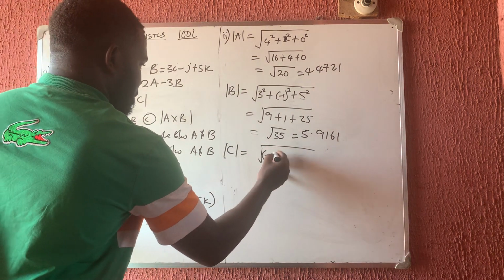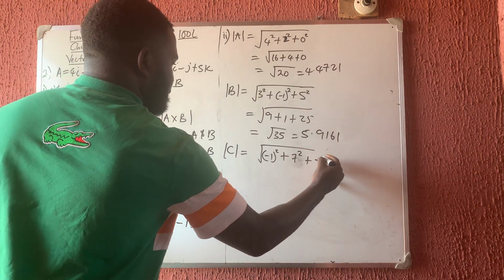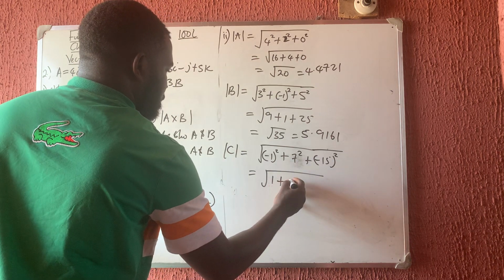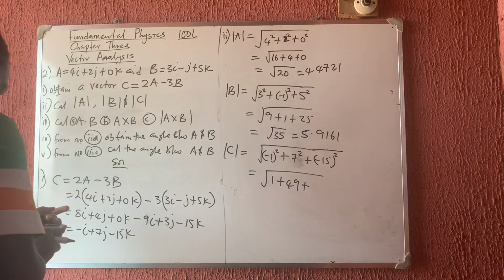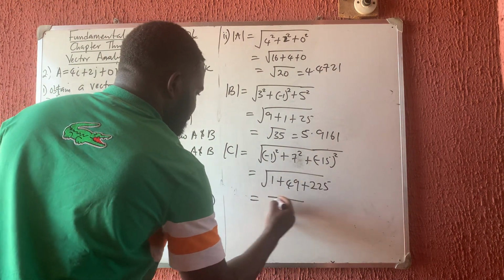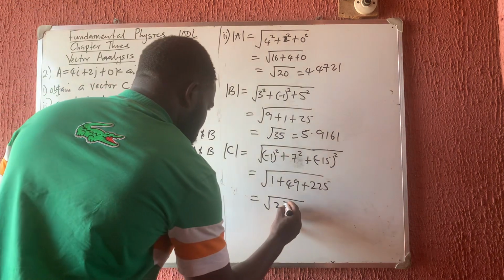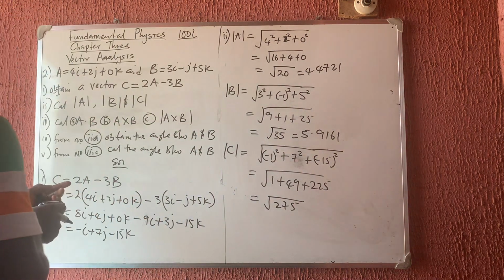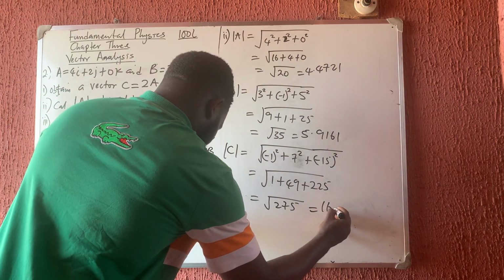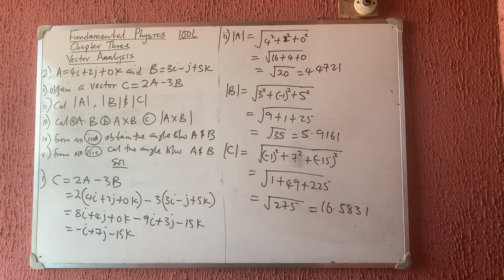Then finally, the magnitude of C will give you the square root of, we got C, so square root of minus 1 all squared plus 7 squared plus minus 15 all squared. Which will give you the square root of 1 plus 49 plus 15 squared, 225. So if you add everything, you are going to have 225 plus 50. So I have 275. So square root of that 275 will give you 16.5831.